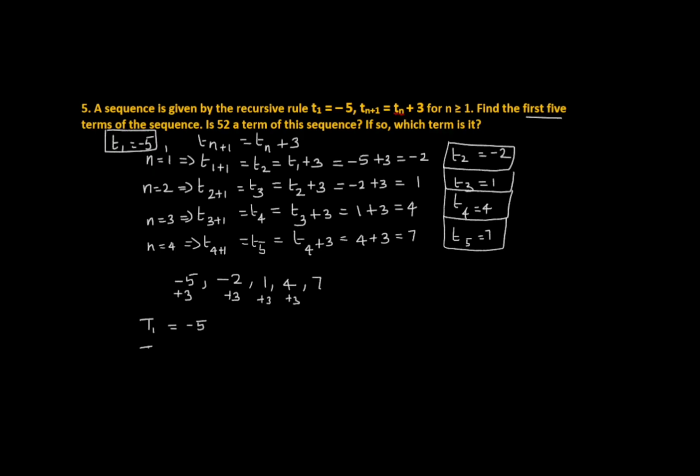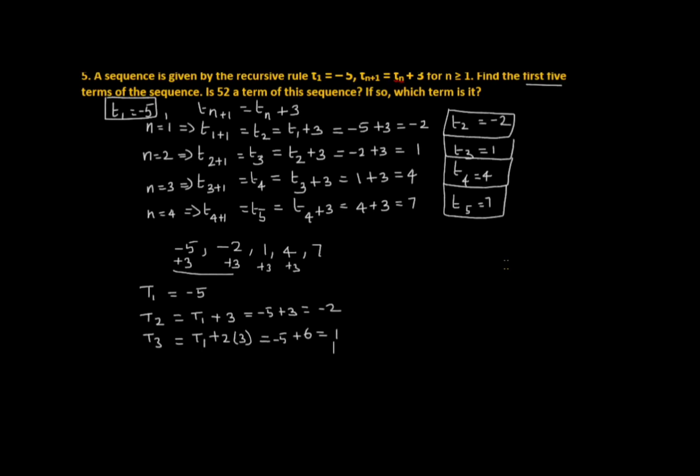Then to get T2, with T1 we are adding 1 time plus 3. Then for T3, with T1 we are adding 2 times 3. Then only we are getting the given number. That is T2 is equal to minus 5 plus 3, we will be getting minus 2. Now T3, compared with T1, 2 times we need to add 3. So minus 5 plus 6 is equal to plus 1. So we got the answer.